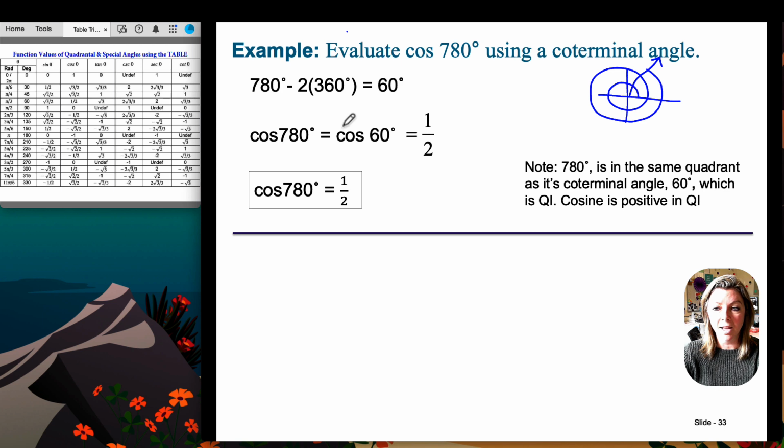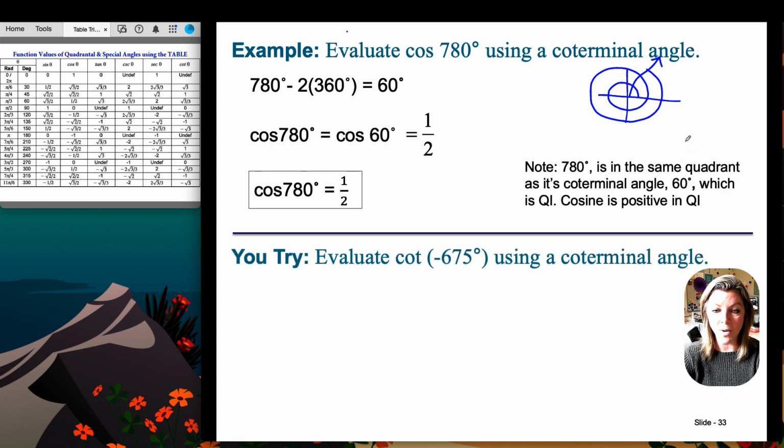Quick note, it's a good habit to check the sign. With coterminal angles, they terminate in the same quadrant, so this shouldn't be an issue, but it's a good habit to always check. So the note here says 780 degrees is in the same quadrant as its coterminal angle, and therefore they have the same sign.